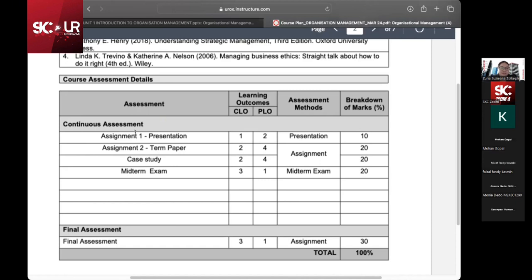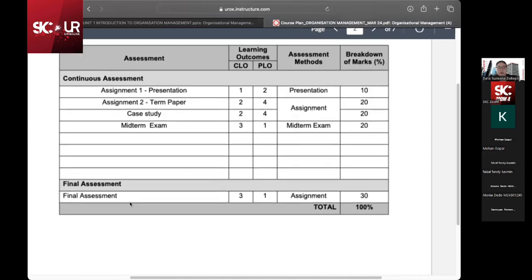So what you have to do is this. The first assignment is a presentation, but this one would be a video presentation, just 10 marks of your assessment. Then assignment 2 will be a term paper, which is 20%, and this is quite difficult. Then we have another one, a case study, also 20%. And lastly, the midterm examination, 20%.